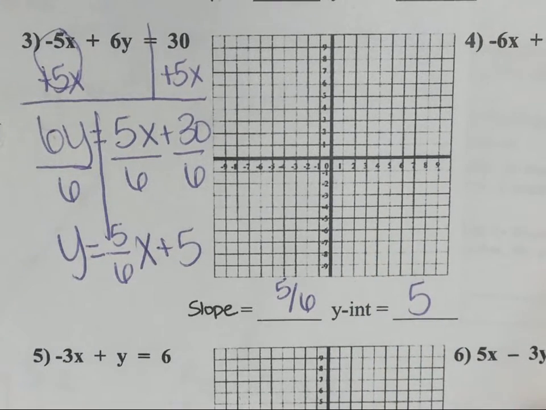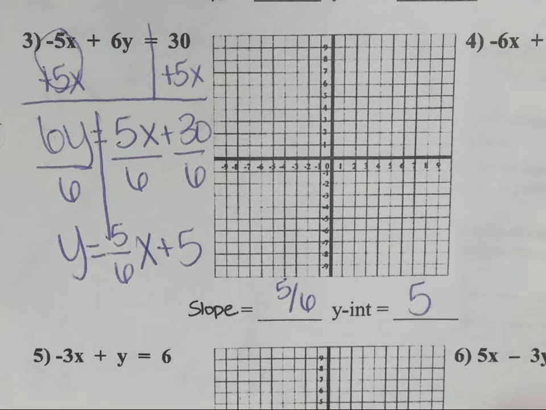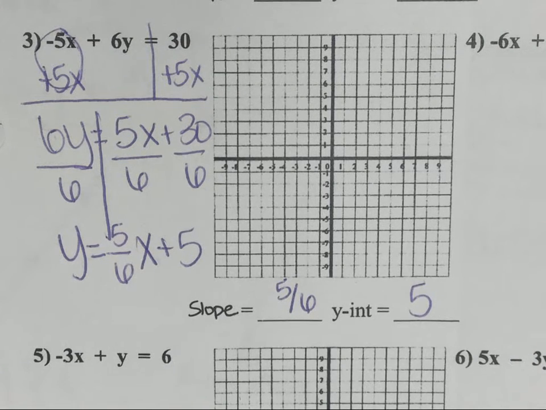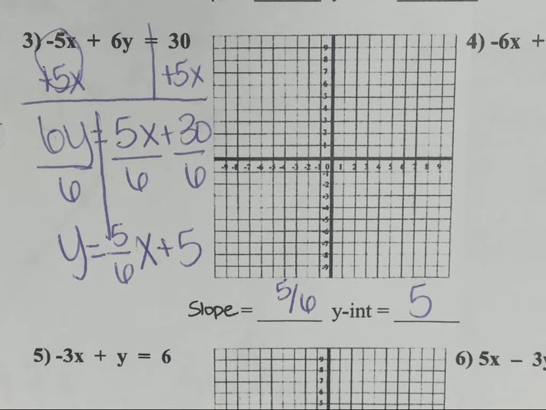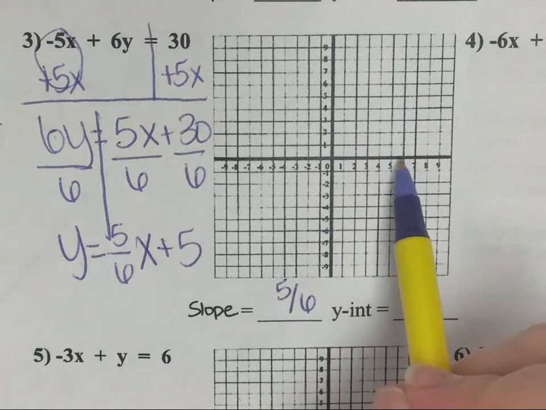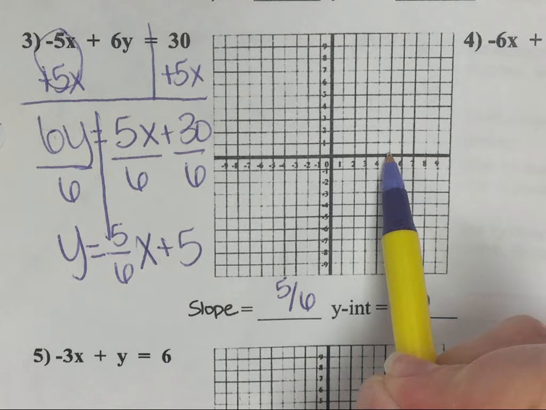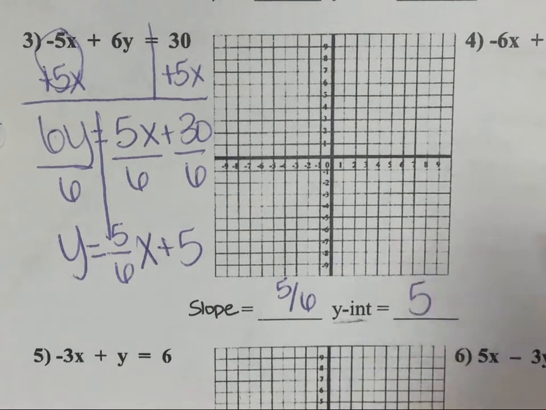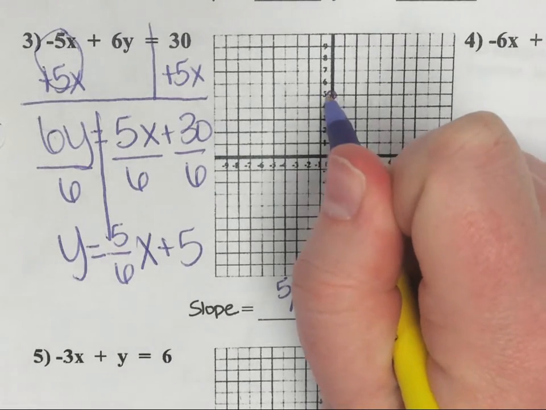Where do we put our first point? In the middle. Where does our first point go? The y-intercept. We're going to go up 5.